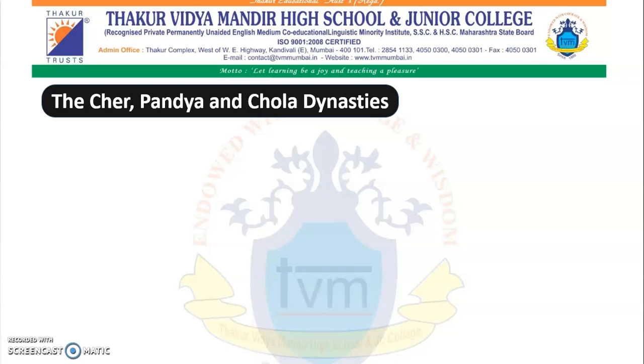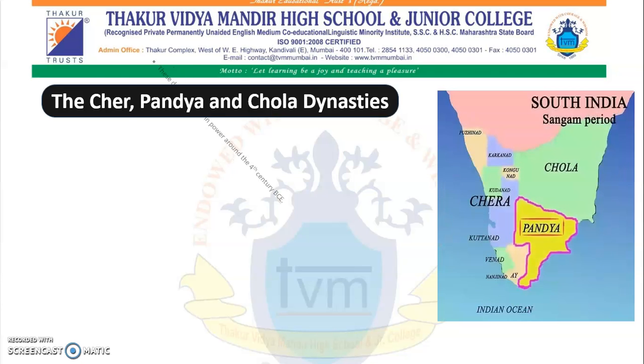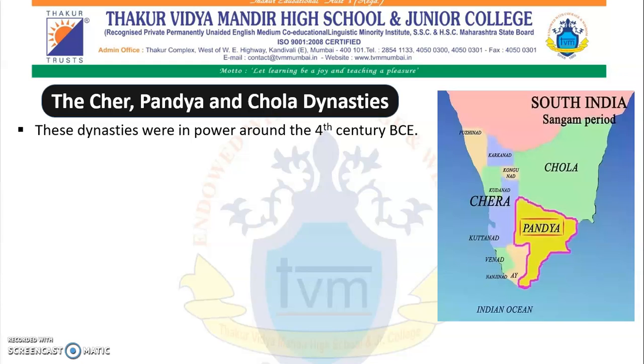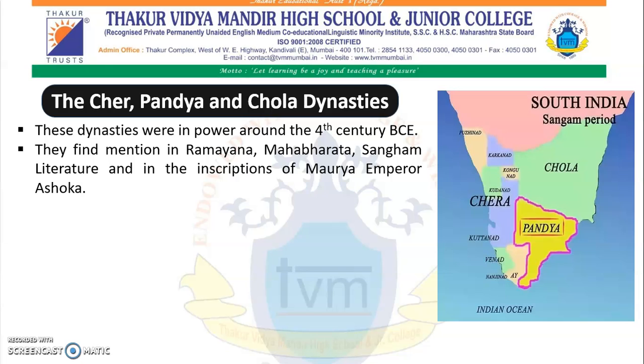As I have shown you on the map, out of all those dynasties, these three dynasties were mentioned in the literature of that time. These dynasties were in power around the 4th century BCE or even before that. They are mentioned in the Ramayana, Mahabharata, Sangam literature, and in the inscriptions of Maurya Emperor Ashoka.